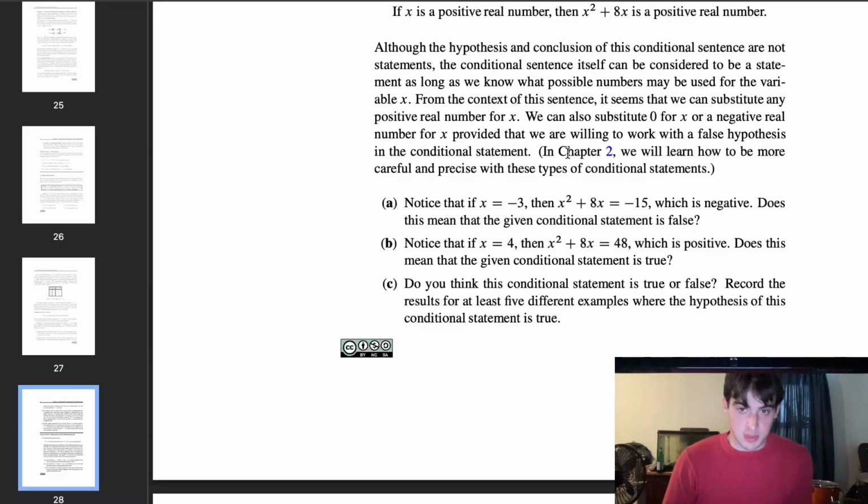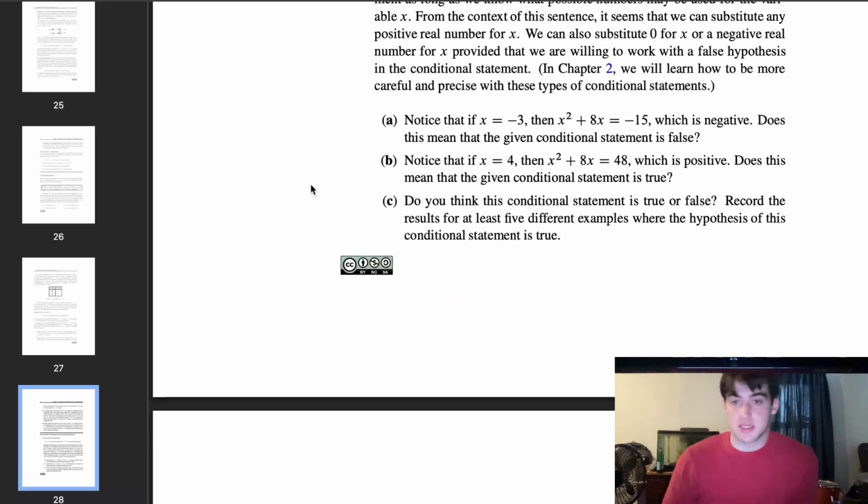It doesn't prove it true, I would say, but it is a qualifying example that makes it true. It is a true thing. So yes. I wouldn't say it means that the given conditional statement is true. I wouldn't say that, but if we're going by the convention that this book is establishing, then yes.